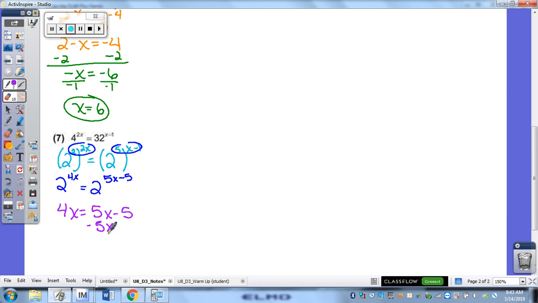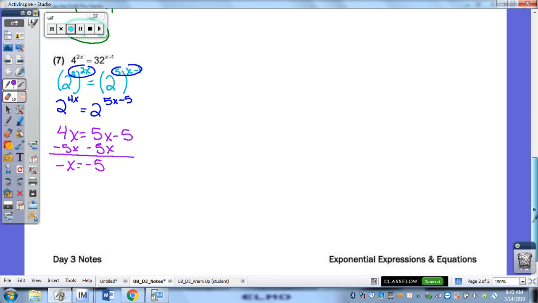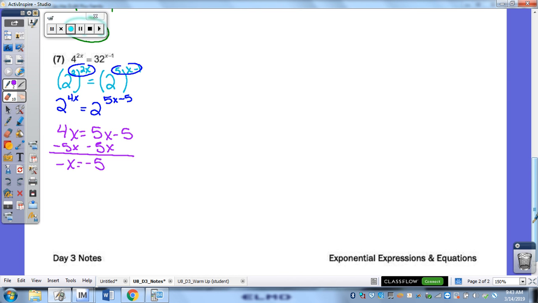So I'll subtract my 5x. And I get negative x equals negative 5. Divide by the negative 1. And we get x equals 5 as our answer.